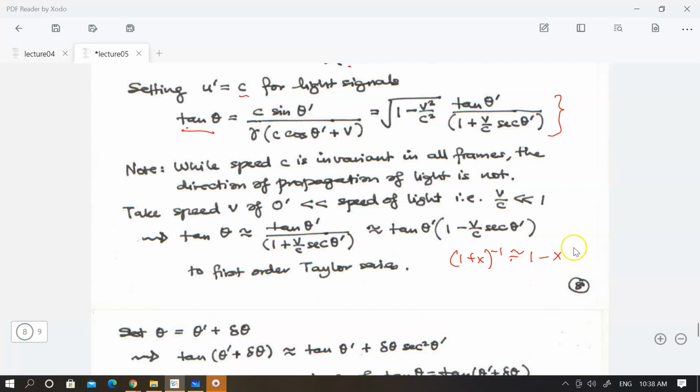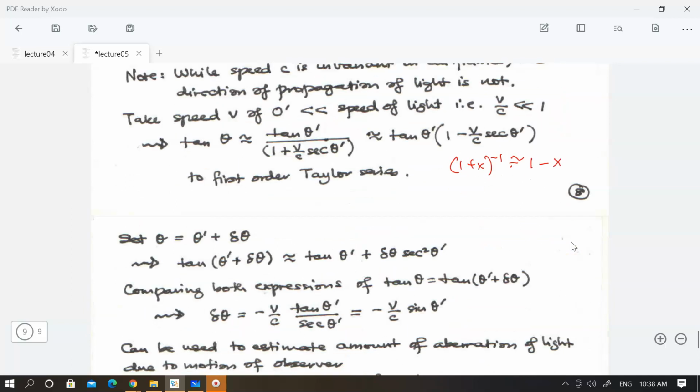And further, we assume also that if the deviation of the angles is quite small, then I can set, for example, theta equals theta dash by a small amount. In other words, tangent theta is tangent of theta dash plus delta theta, then I can approximate this by a Taylor series. So I get tangent theta dash plus delta theta secant squared theta dash. This is essentially the derivative of tangent theta, and then I'll be able to see directly how tangent theta deviates.